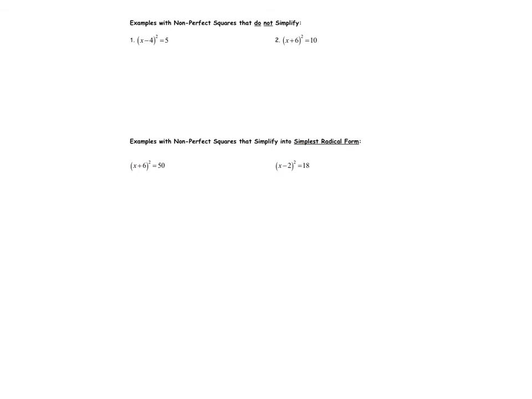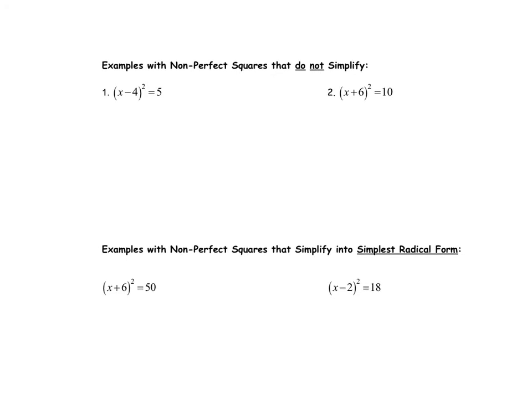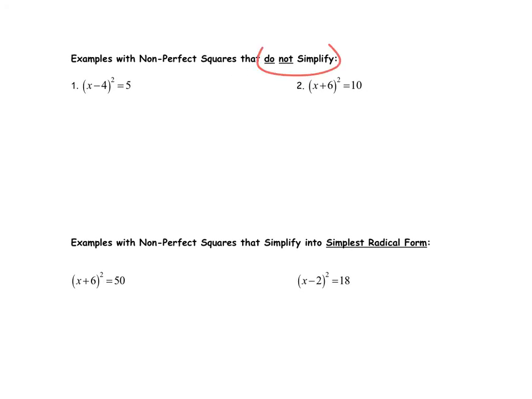Ones where their radical does not simplify. And then ones where you have to get that radical in simplest radical form. Boom. So in this section, we're going to be taking the square root of numbers that don't simplify, as in it'll just stay as that number. So let's do the first example.